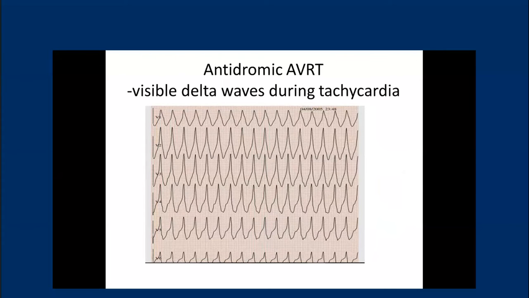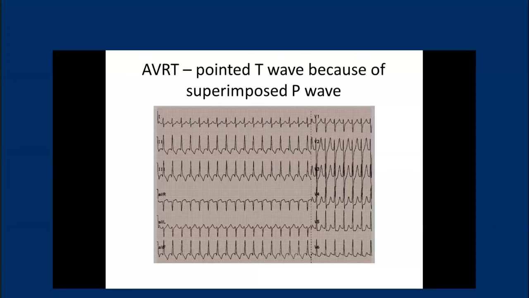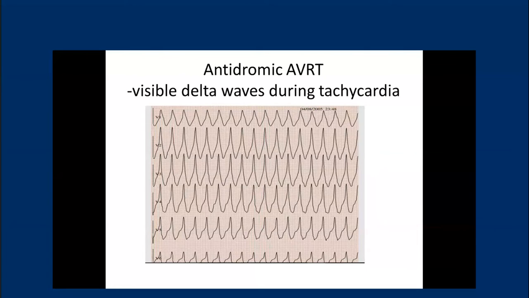This is AVRT that's conducting antegradely via an accessory pathway. With AVRT, the usual type is the orthodromic type, whereby the antegrade conduction is via the AV node, and the retrograde conduction is via the accessory pathway. And that's why we have narrow complex tachycardias in AVRT. But the unusual type of AVRT can conduct antegradely via the accessory pathway, and the delta waves can be clearly seen during episodes of tachycardia, which is in sharp contrast to the orthodromic type.